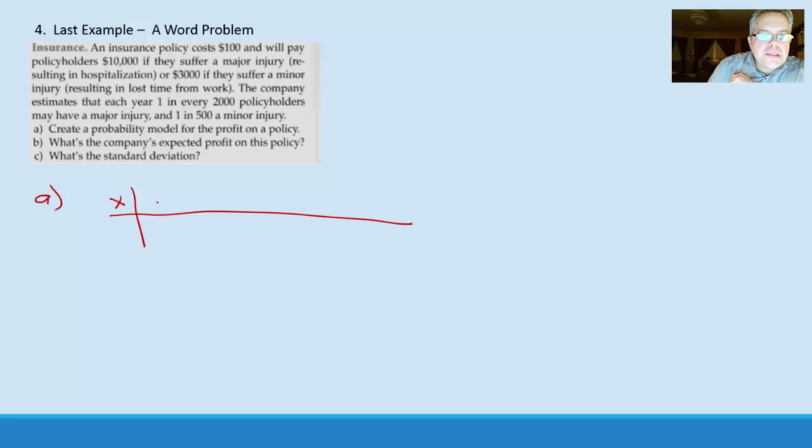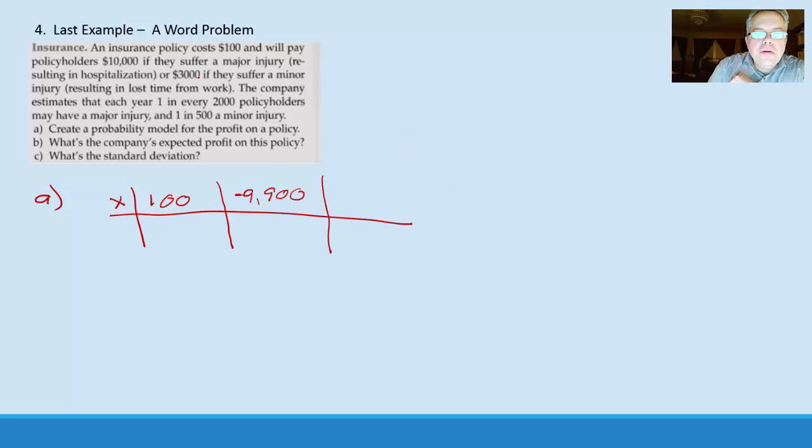So the first case is that someone pays $100 and they don't get injured. Okay, so that's probably most of the people. They buy the insurance, but they never use it, and so the company receives $100 from them. The next case is if someone has a major injury, the company collected $100, but they have to pay out $10,000. This is very expensive for them. So in this case, the company would lose $9,900.